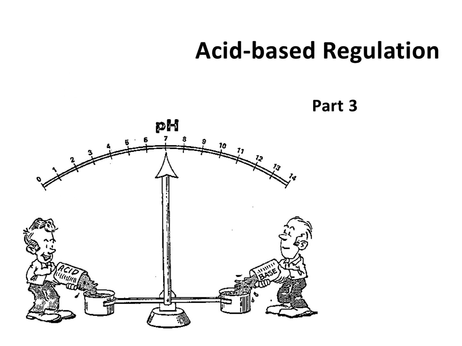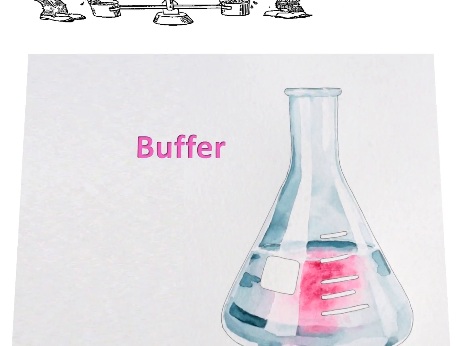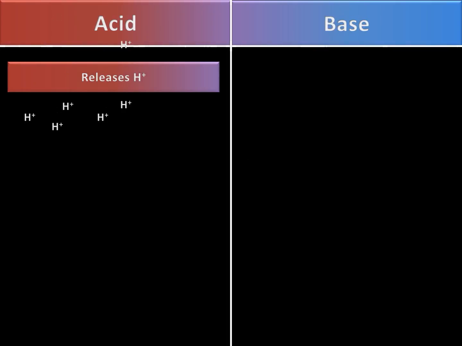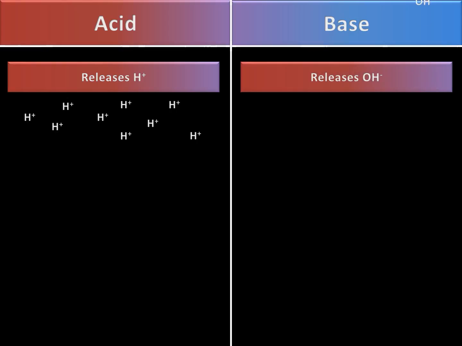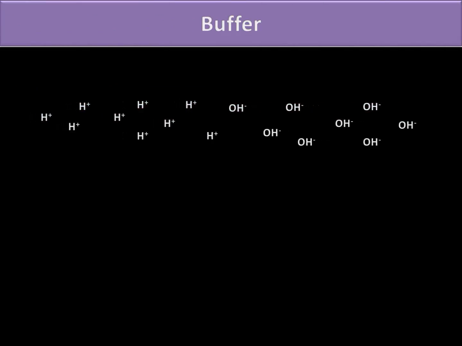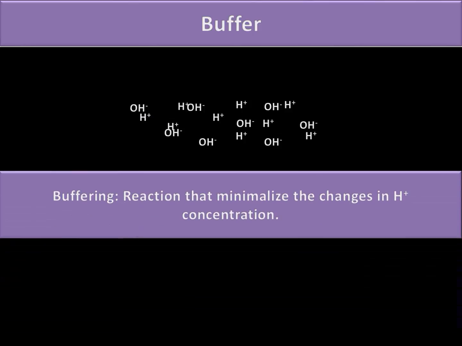Part 3 is regarding acid-base regulation. Before we can discuss this, you need to understand what is a buffer. An acid is something that releases hydrogen ions. A base is something that releases OH negative. The OH negative neutralizes the hydrogen ions. This is a buffer. Buffer means something that minimizes the change in hydrogen ion concentration.